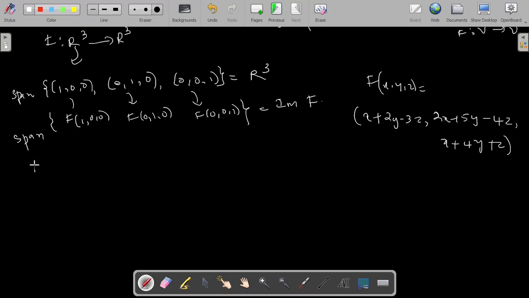Now let us find out what is f of (1, 0, 0). So x is 1, y is 0, z is 0. So you will get (1, 2, 1).